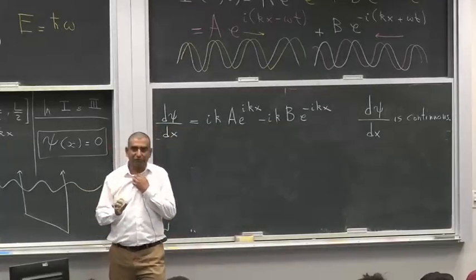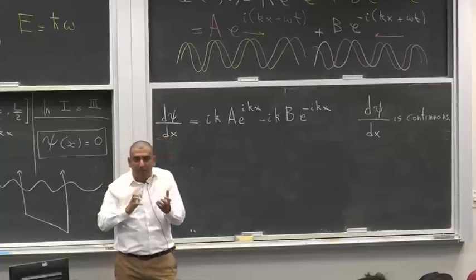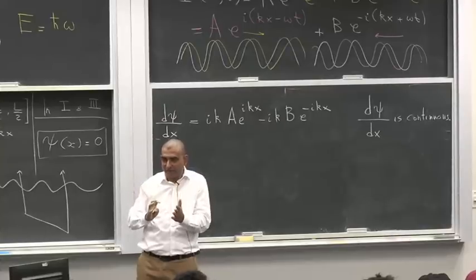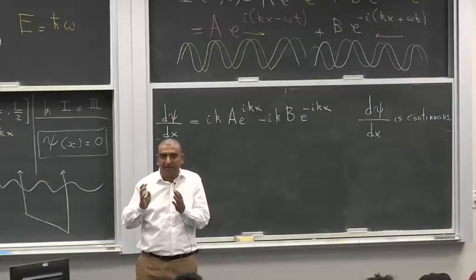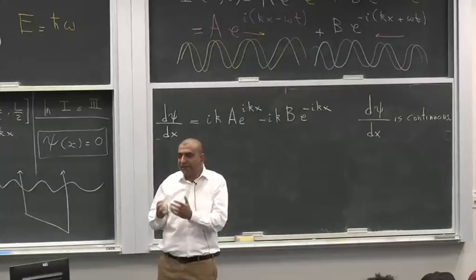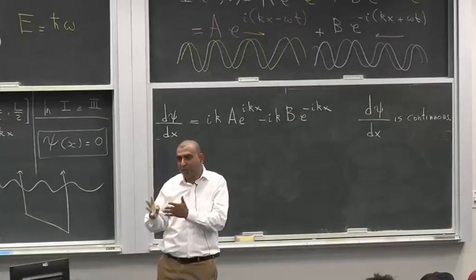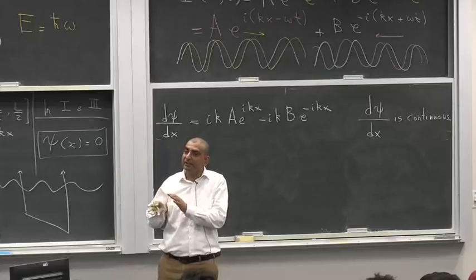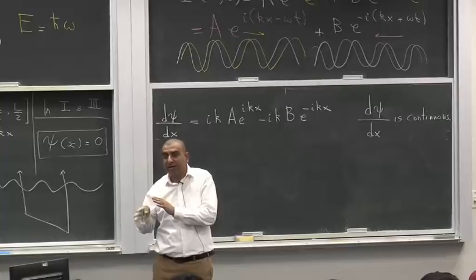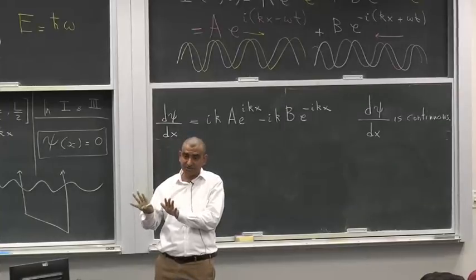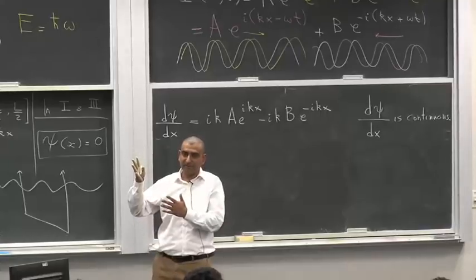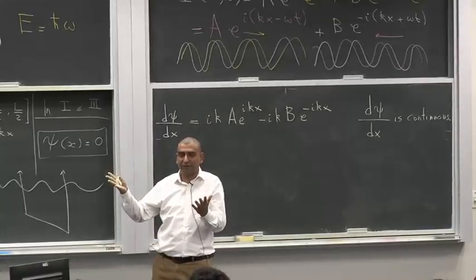So now what I'm trying to do, I have exhausted all possibilities of using the continuity of the wave function in determining A and B. So I'm going to resort to some extra information. The extra piece of information that I know about wave functions is that the first derivative, the slope of the wave function, has to be finite. The slope cannot change abruptly, because then I cannot solve the Schrodinger equation.